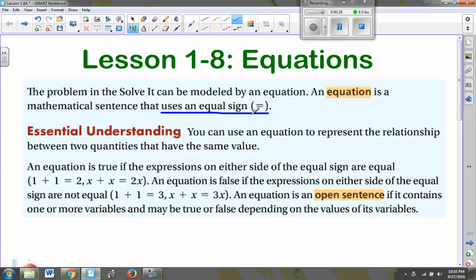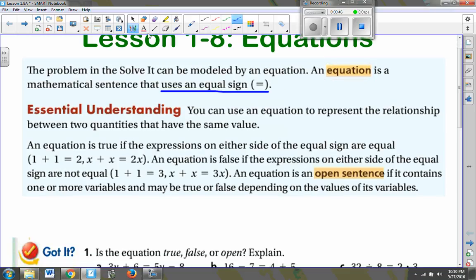An equation has an equal sign as part of the sentence, part of the mathematical sentence. So things like 1 plus 1 equals 2 would be an equation. x plus x equals 2x would be an equation. Things like that. Now we have a couple of vocabulary words that we need to write down here.